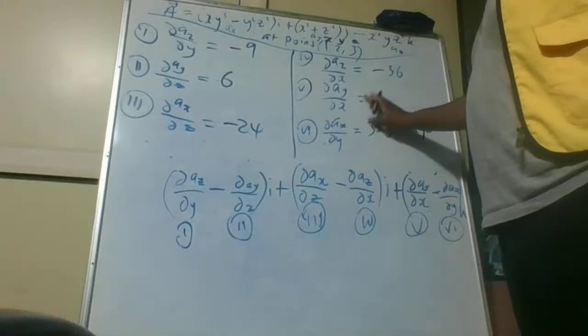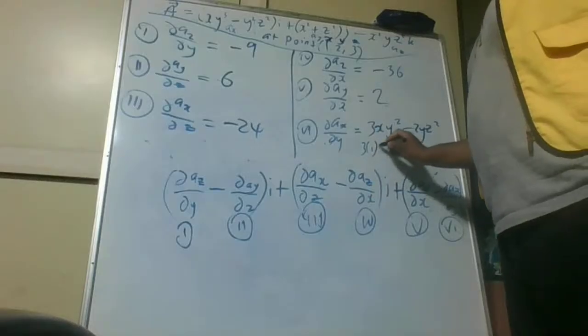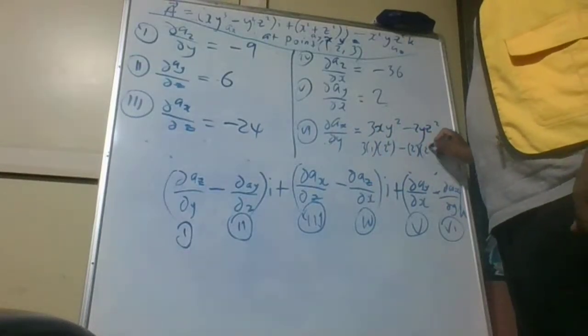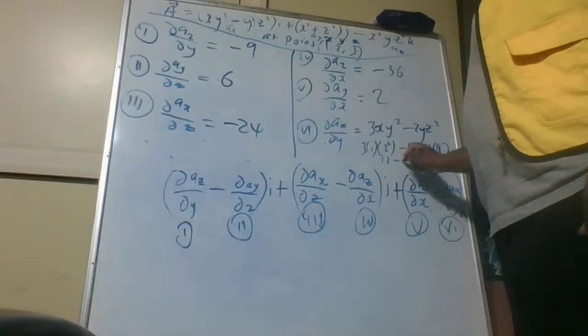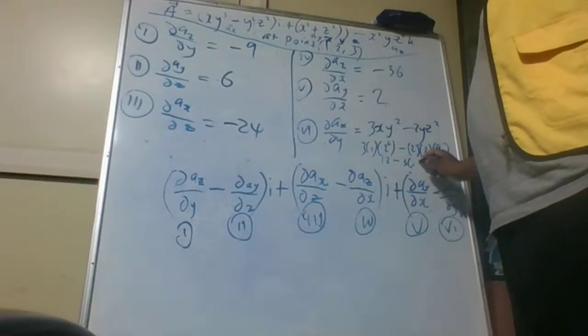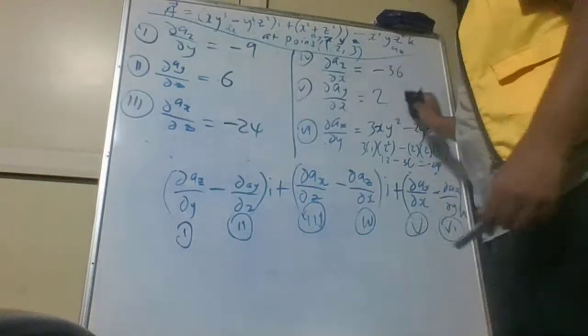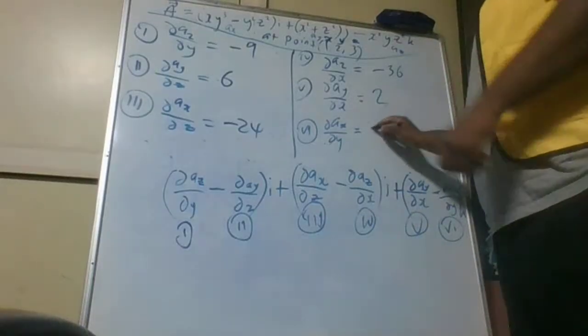Now 2x is 2x, so 2 times 1, that's 2. Here we have 3 times 1 times 2 squared, negative 2 times 2 times 9. Now 3 times 4, that's 12, minus 36. That's equal to negative 24. Okay, negative 24.